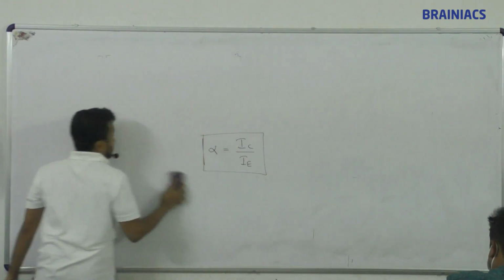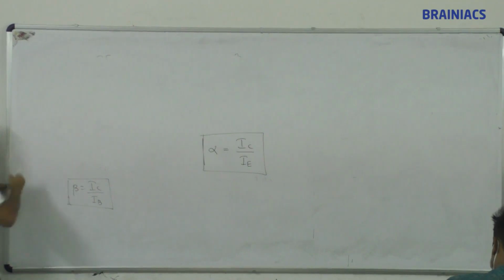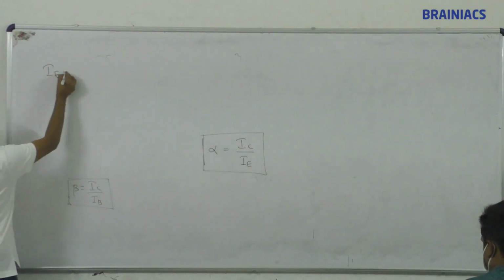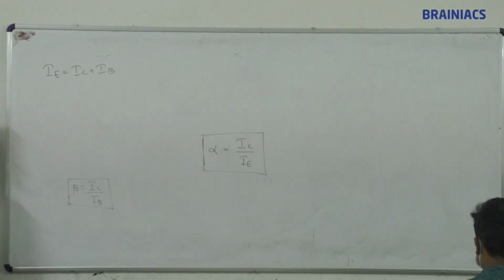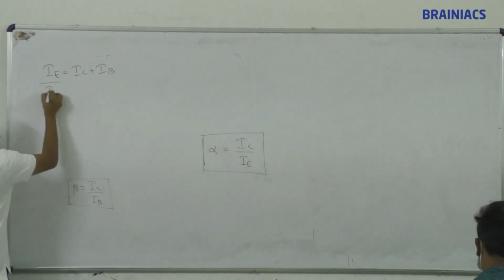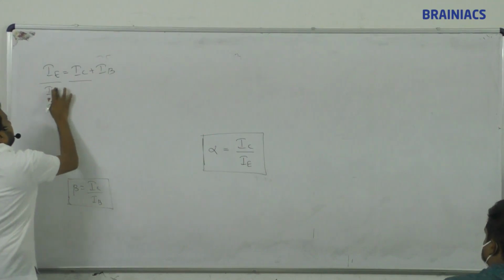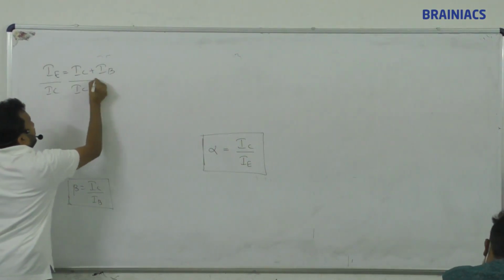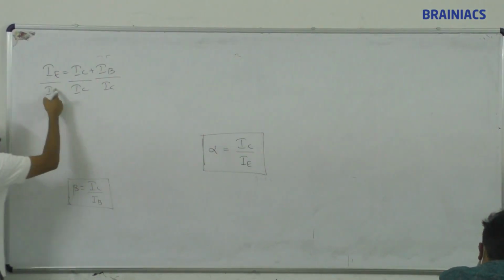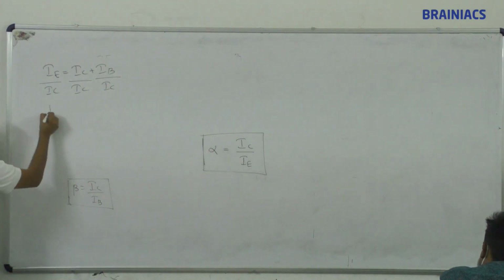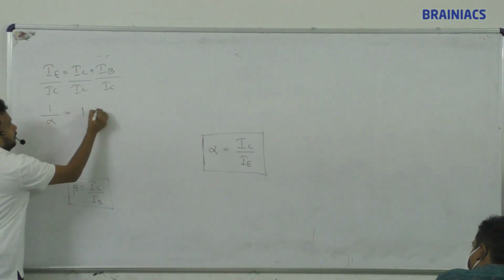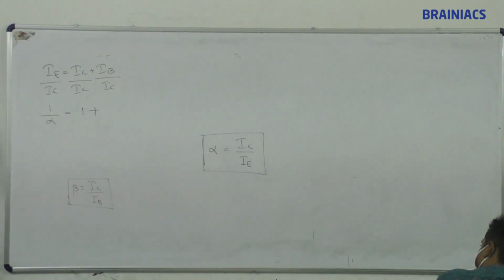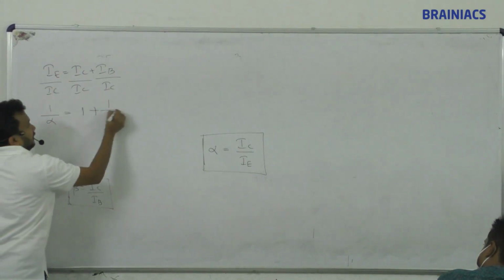So we have two equations, alpha and beta. What is the emitter current equation? IE is equal to IC plus IB for all transistor configurations. Dividing with the IC everywhere, I want to cancel IC. IE by IC is 1 by alpha, reverse. Correct? IE by IC, 1 by alpha, is equal to 1 plus IB by IC, which is 1 by beta.